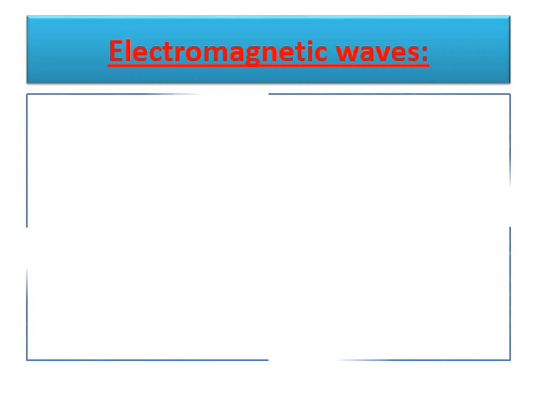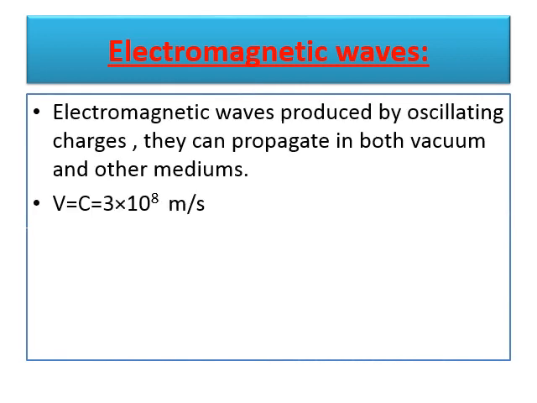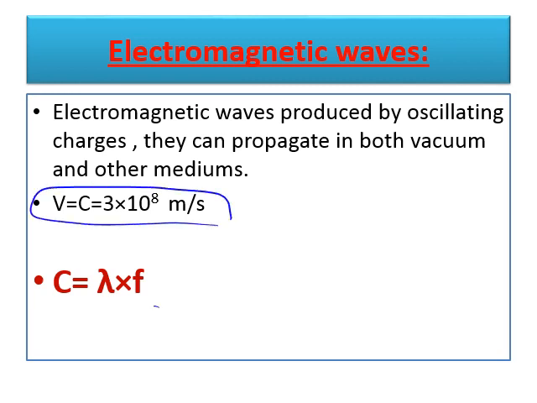Electromagnetic waves are produced by oscillating charge. They can propagate in both vacuum and other mediums. V equals C equals 3 times 10 power 8 meter per second. C equals lambda times F.